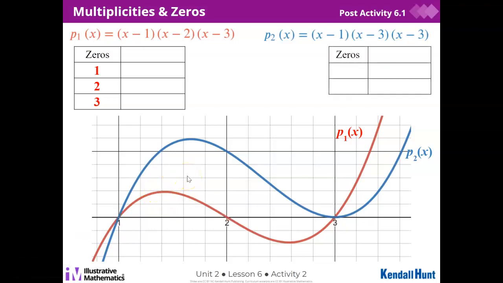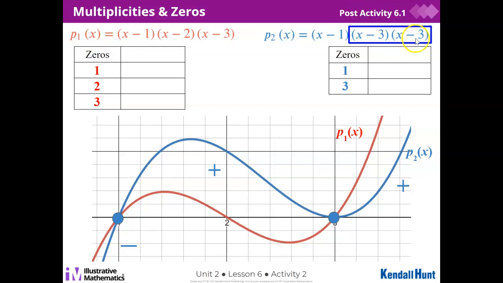Let's look at the blue graph. The zeros, we set x minus 1 equal to 0, we get 1. We set x minus 3 equal to 0, we get 3, but notice that x minus 3 is written twice here. So we don't have to write the zero twice. But let's see how that affects the graph. When I'm to the left of 1, we can see the graph is negative. Between 1 and 3, the sign changes and it goes positive. But look what happens at 3. Once it hits 0, when x is above 3, it remains positive.